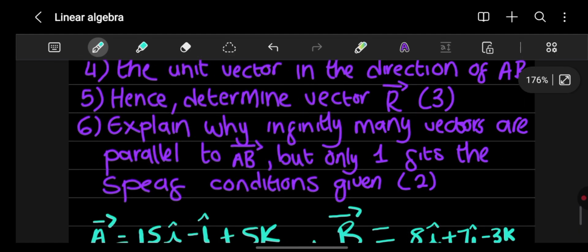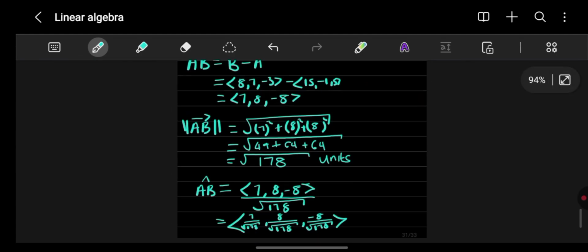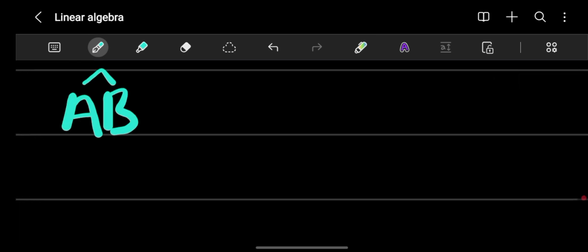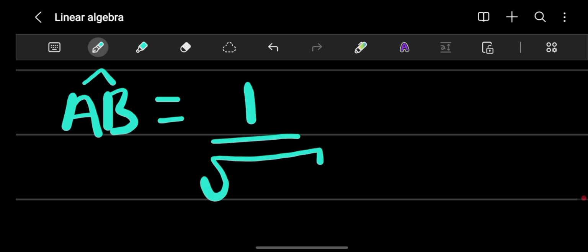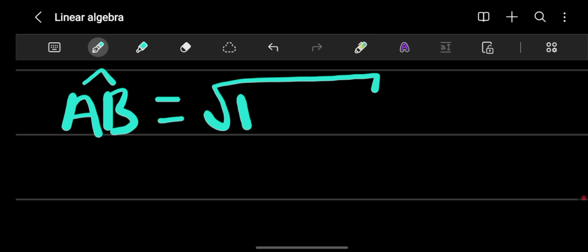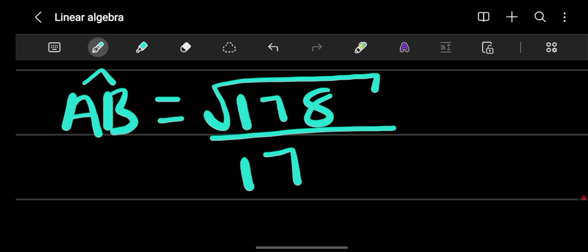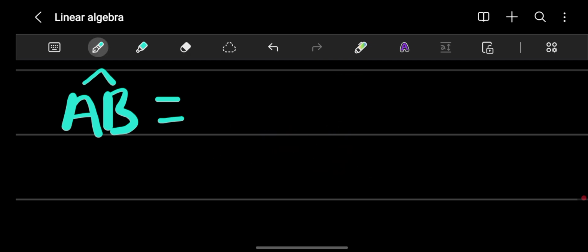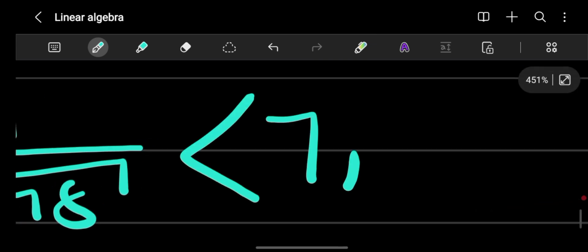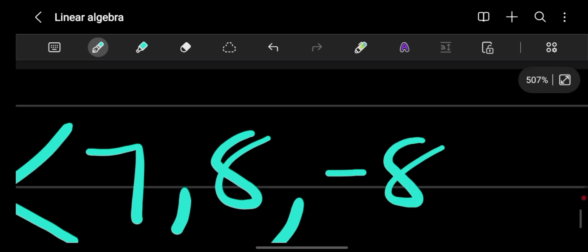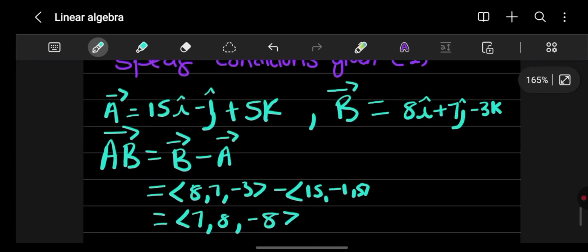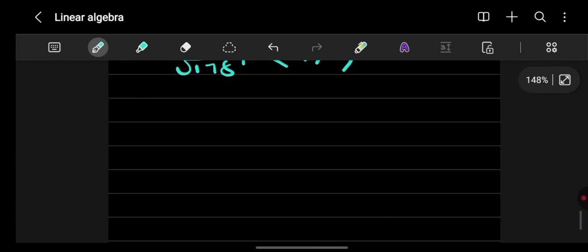And now they say, hence determine the vector R. So I'm just going to rewrite my unit vector. AB is equal to 1 over the square root of 178. If you want to, you can write this as square root 178 all over 178, but I'm not sure if that's the correct way to write it, so I'm just going to stick with this. And then AB was 7, 8, negative 8. And then we're told what R is. R has a magnitude of 18, I think.